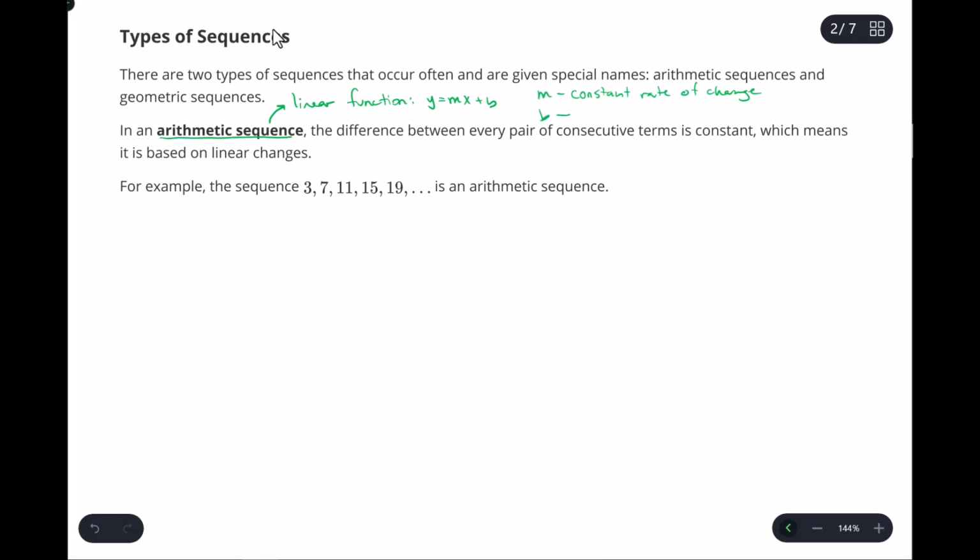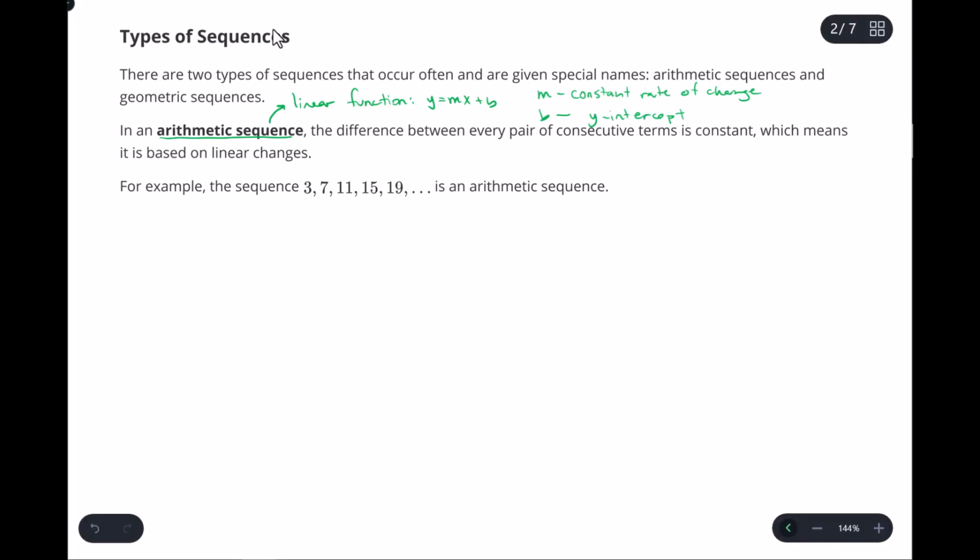And b is like a y-intercept. But we're not actually going to intercept the y-axis in general here because n can't be equal to 0. That would be our input variable. But it works the same, okay? It just basically means a starting value.